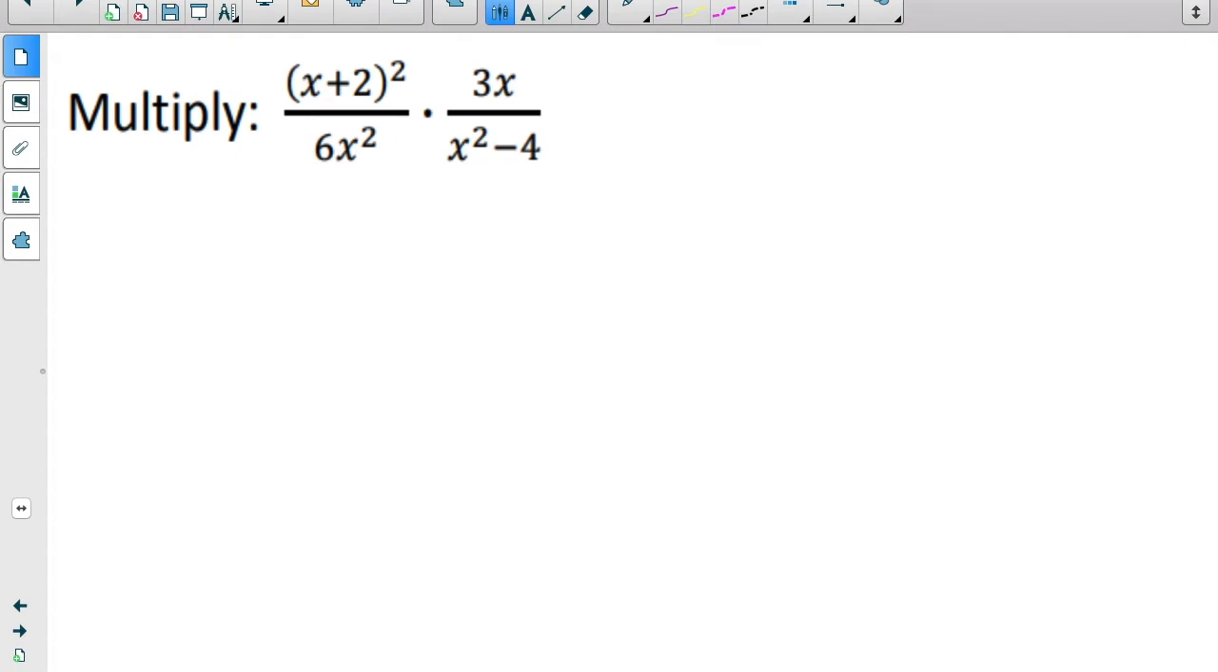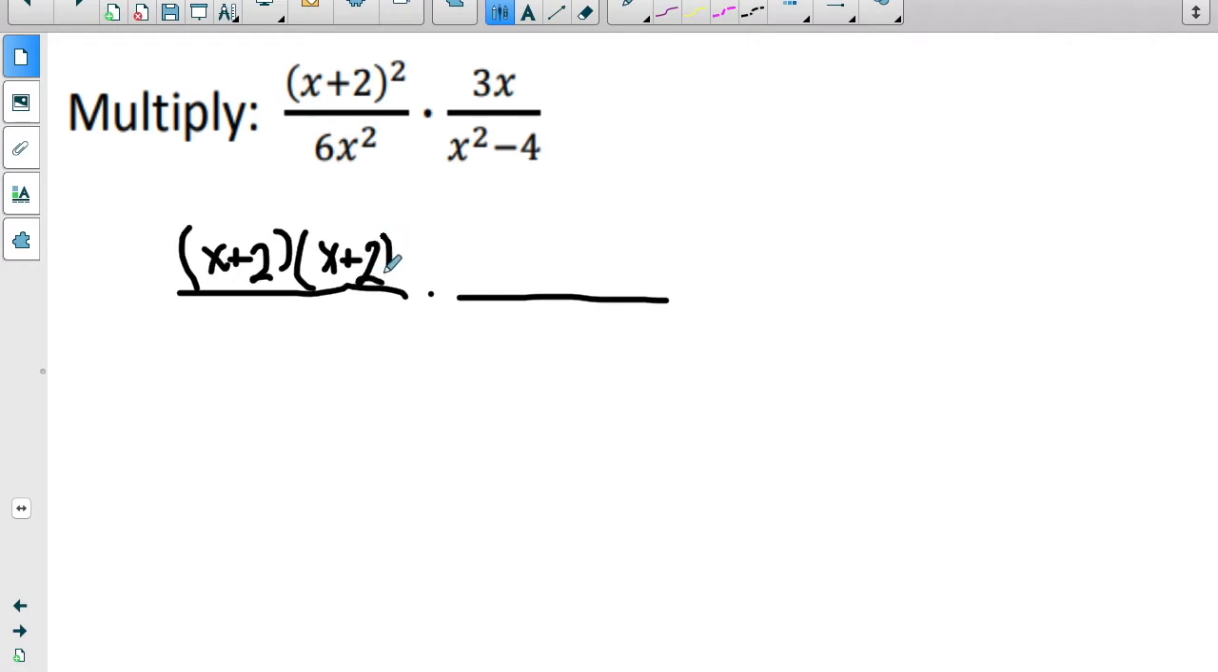Okay. We're looking at this one here next. So we have two things here multiplied together. Now when I look at this here, x plus 2 squared, well that's just telling me that I have x plus 2 times x plus 2. I have those being multiplied together.